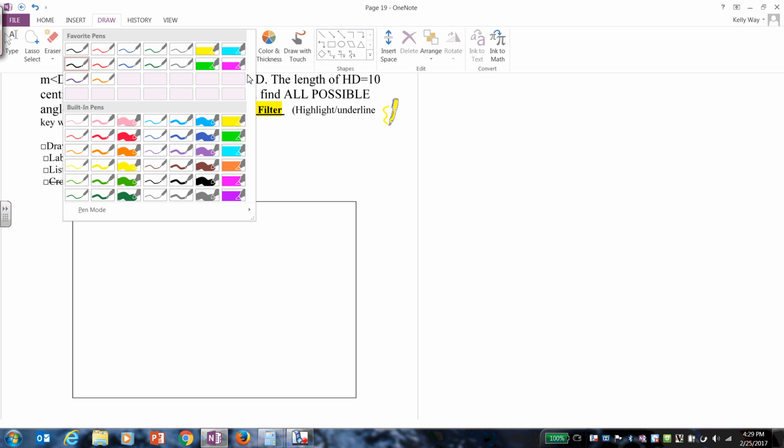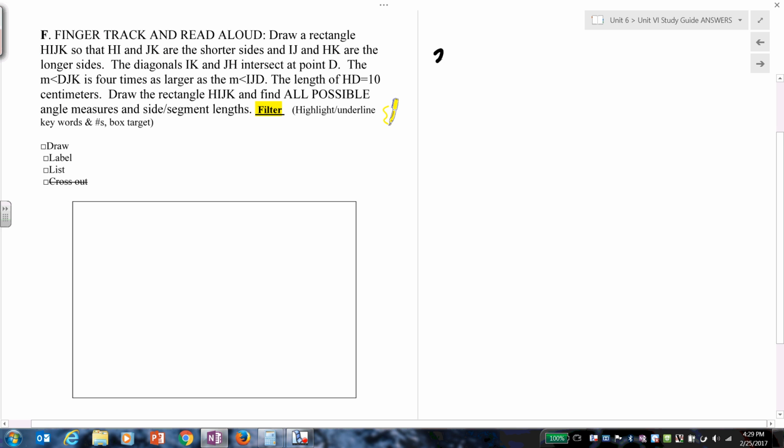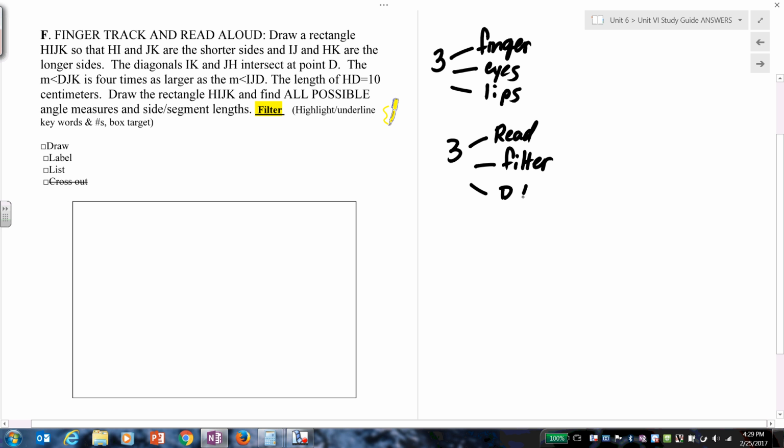For this problem, again, we're reading 3 body parts 3 times. 3 body parts: finger on the paper, your eyes tracking, lips moving, and 3 times. Then you filter, and then you draw, label, list, cross out.